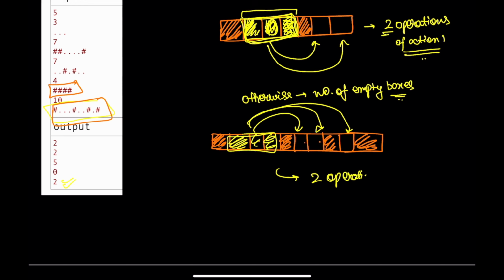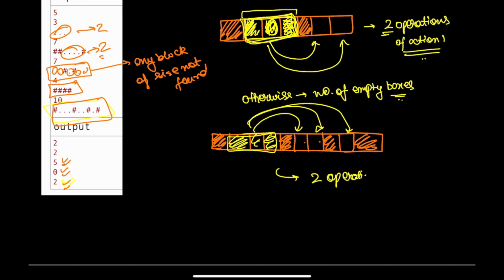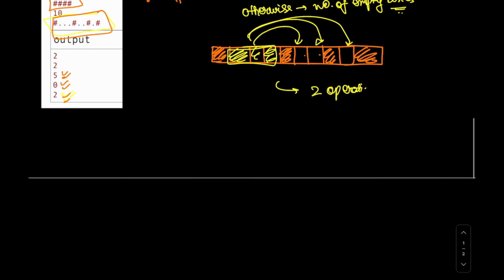In this test case, since all of them are blocked, we cannot fill it anywhere. In this, since we cannot find any block of size 3, not found, so the answer is the number of empty places. So 1 2 3 4 5, so 5 is the answer. And in this we can find the block of 3 and 3, so the answer is 2 and 2. I hope you understood the approach. Let's see how we can implement it.